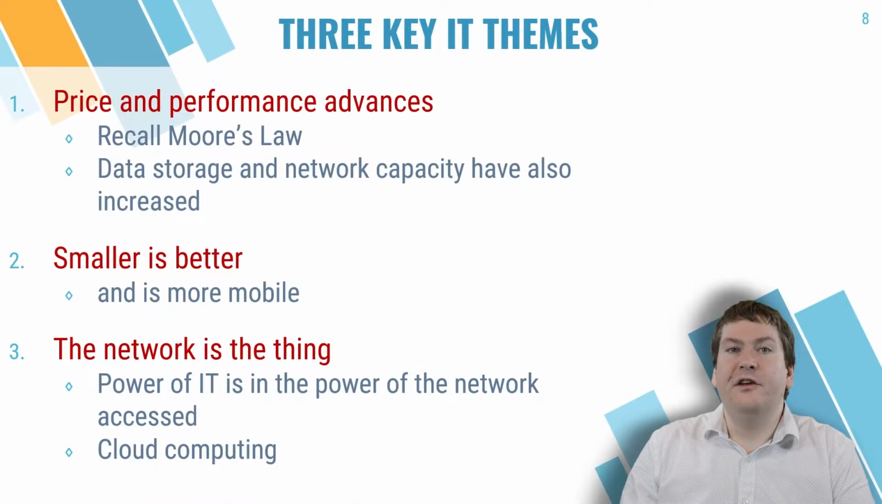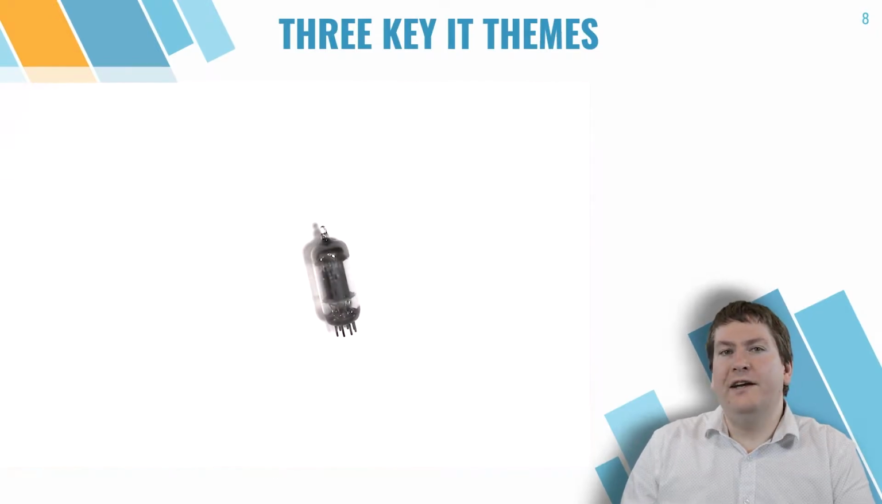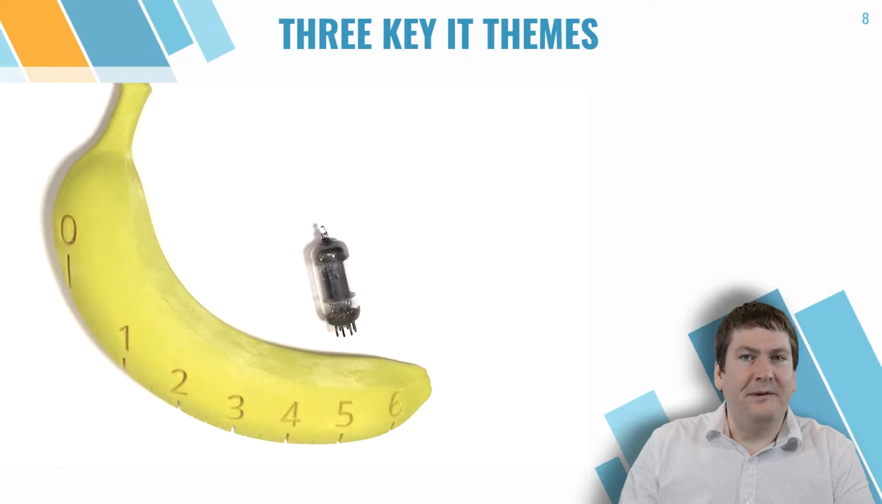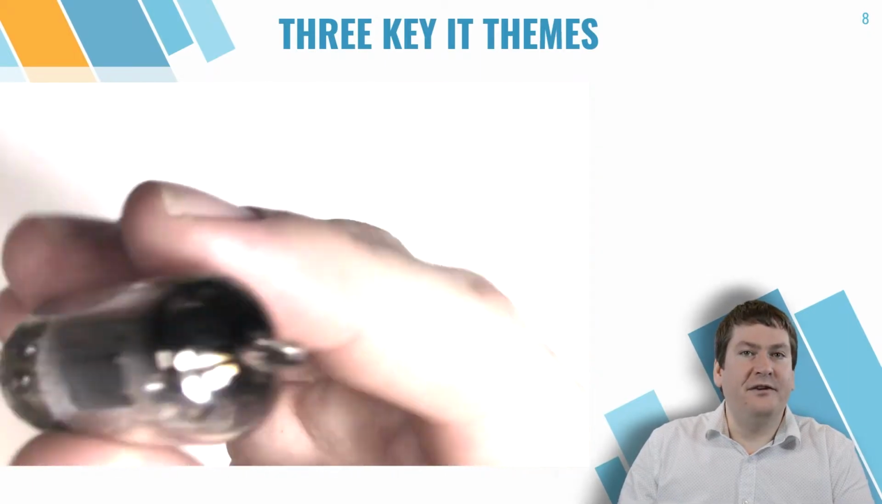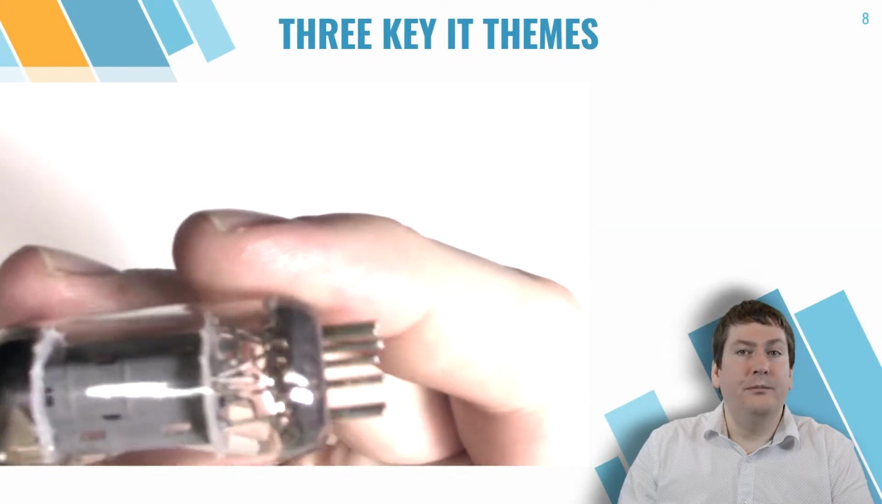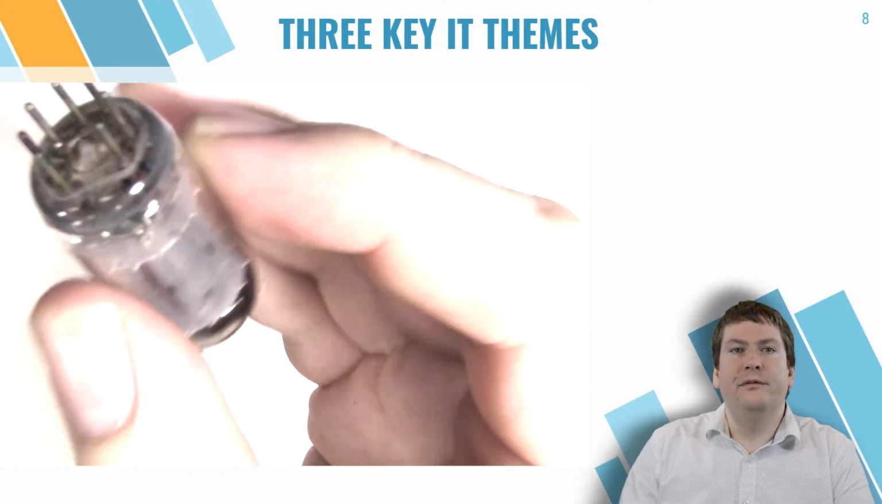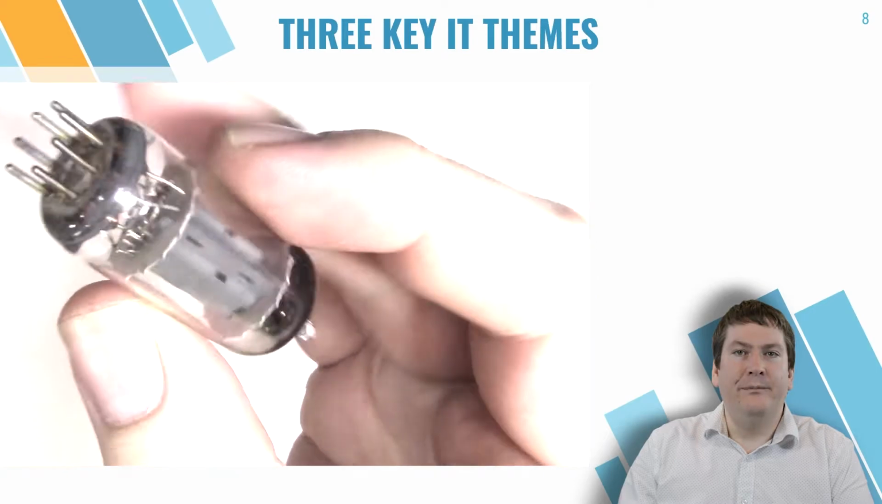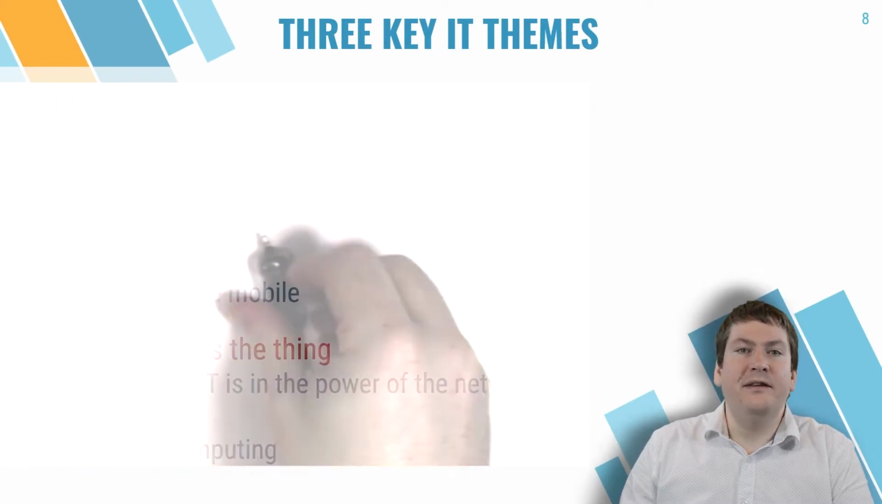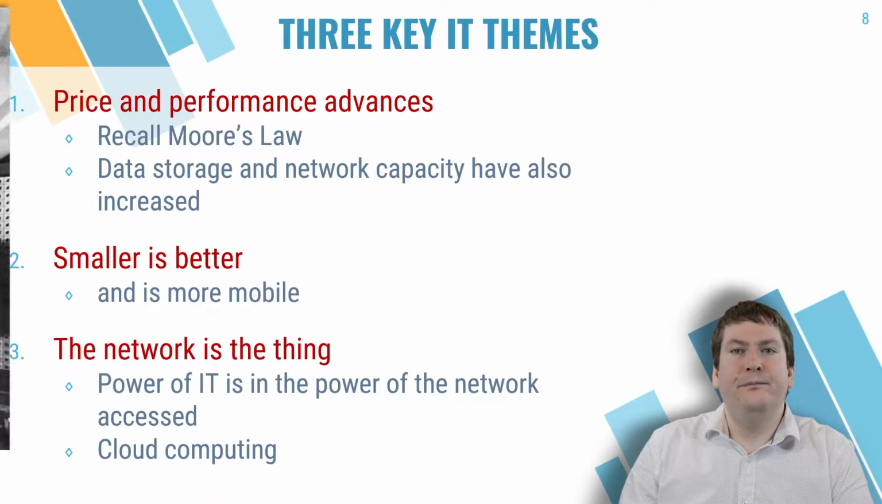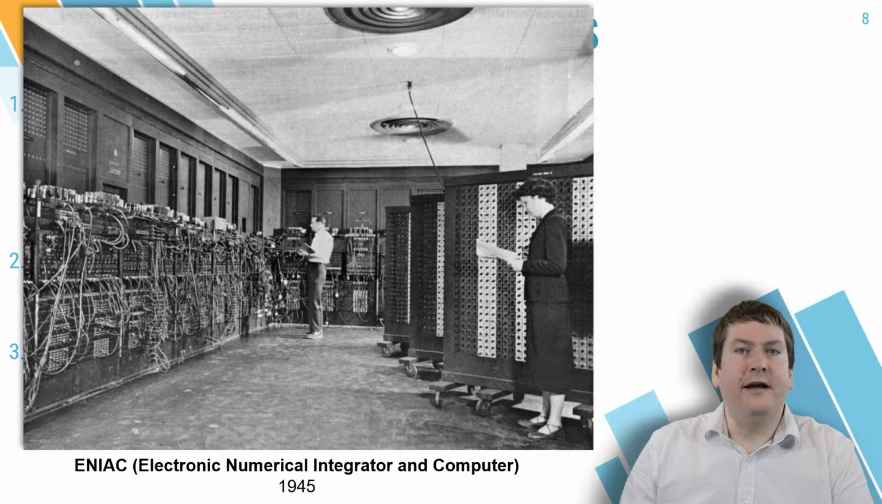Fitting more transistors on a chip also allows us to make technology smaller. For example, take this vacuum tube. To give you an idea of the size, here's a 3D printed banana for scale. This was the predecessor to the transistor, and used in early vacuum tube computers, which took up whole rooms. If you look at this thing, you can see why. This is just one vacuum tube, and hundreds are needed for even the most basic and simple computations. Shown here on the screen is ENIAC, an early vacuum tube computer that took up a whole room.